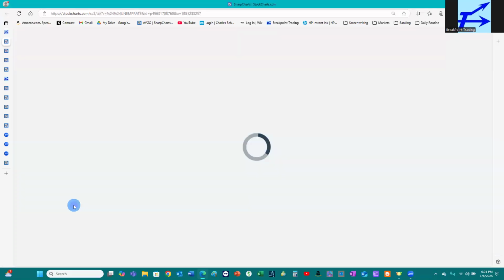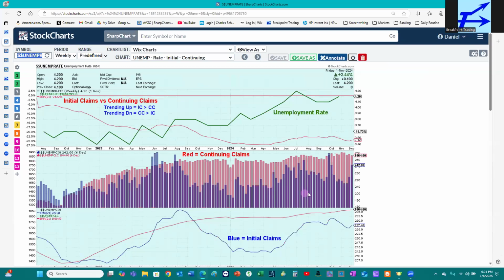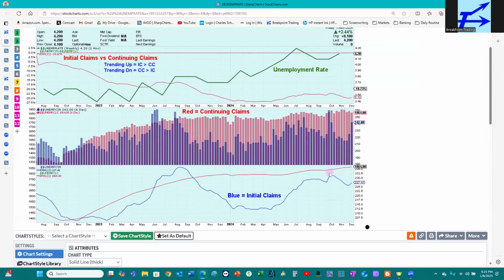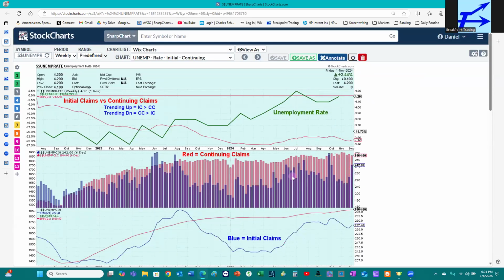I also put together a chart that shows initial claims along with continuing claims. So you can see initial claims actually are starting to move up, where continuing claims are moving down slightly. But the initial claims, if they continue to move up, then continuing claims are going to move up as well. Again, the unemployment rate is right up here, forecast to come in at 4.2. So we'll see what happens. So anyway, Friday is going to be important.